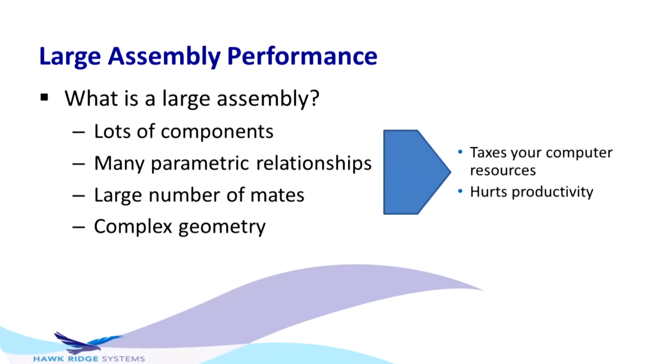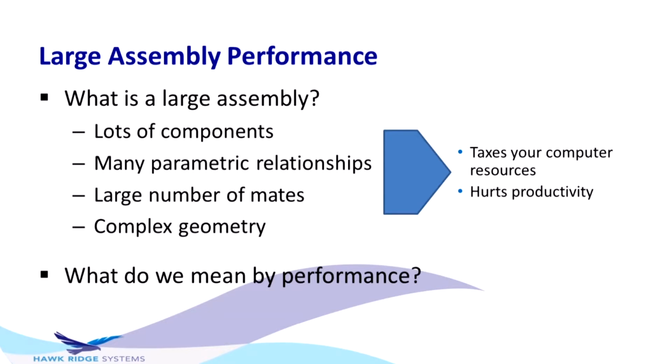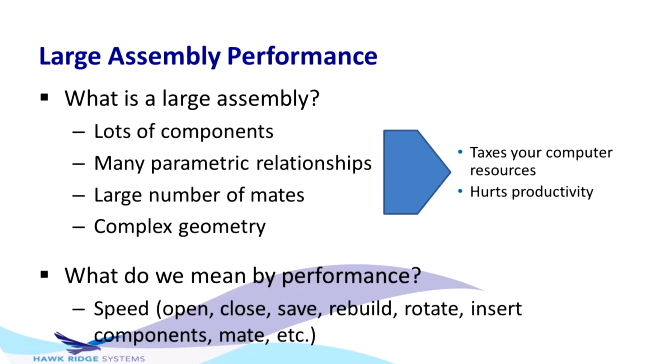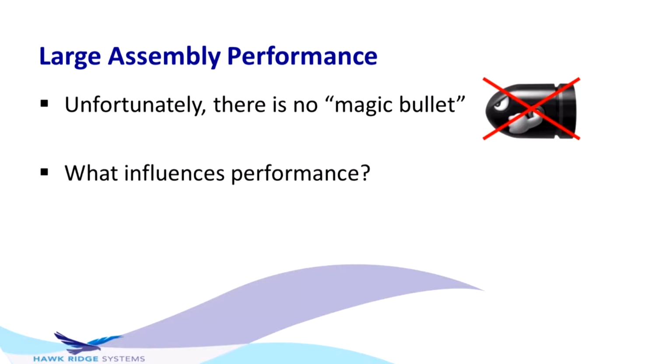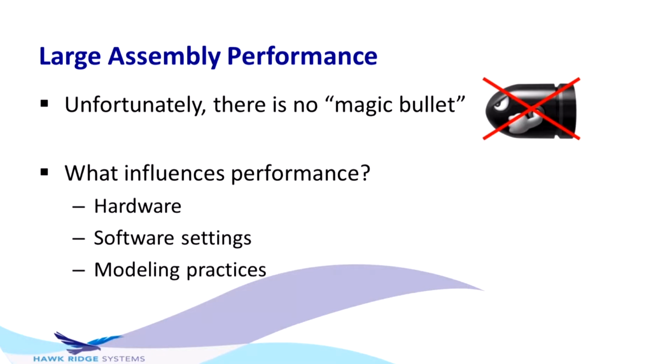And why that's important to us is we find that for some people, it taxes their computer resources and hurts their productivity. When we mean performance, what we're usually talking about is just their speed, right? How long it takes to open, close, rotate something, save it, rebuild it, just do some mating techniques. And it just affects their system. So unfortunately, there's no magic bullet. There's no one button you click and a large assembly just runs better. But what influences performance is three things: hardware, software settings, and modeling practice.